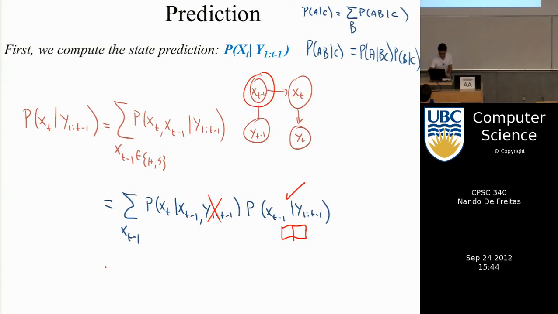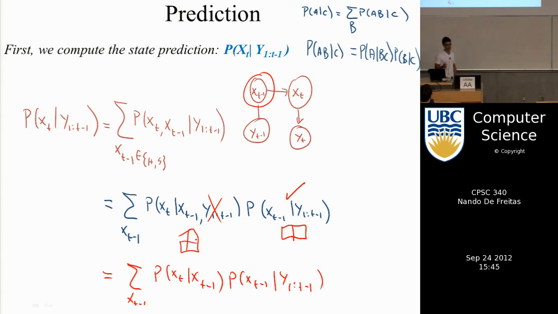So we can drop this, and we can rewrite this as the sum over x_{t-1} of P of x_t given x_{t-1} times P of x_{t-1} given y_1 to t-1. All right, so we're done. We have a way that if we start with a small table, and given that we have this other table, we can compute this thing. The rest is just plugging in numbers for any particular case. But we now have a way of going from x_{t-1} given y_1 to t-1 to x_t given y_1 to t-1. So we're able to predict the next x, predict what x will be tomorrow.